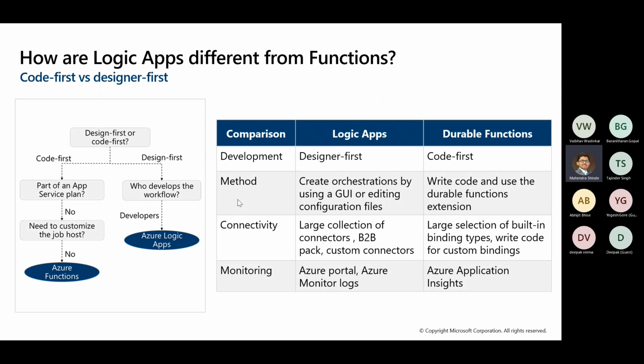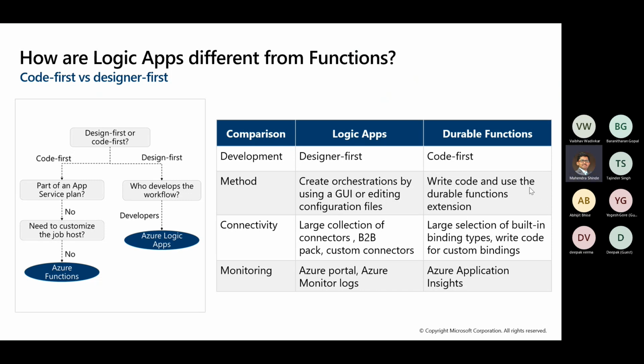Now, how are logic apps different from function apps, because they are similar. It's a serverless architecture. It will do small tasks, etc. But the first major difference is that in function app, we use a code first approach. We write code, whereas in logic app, we create a design. So that approach is different. In logic app, we are actually creating an orchestration using a GUI or editing the configuration file, which is a JSON file.